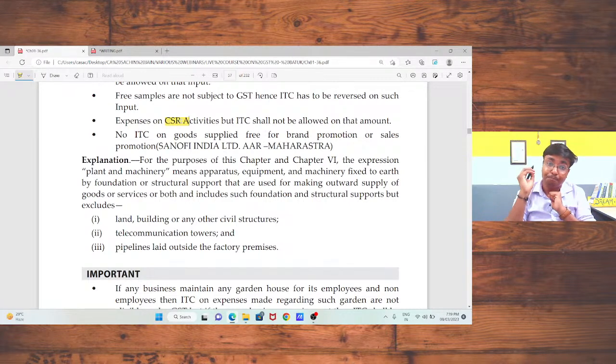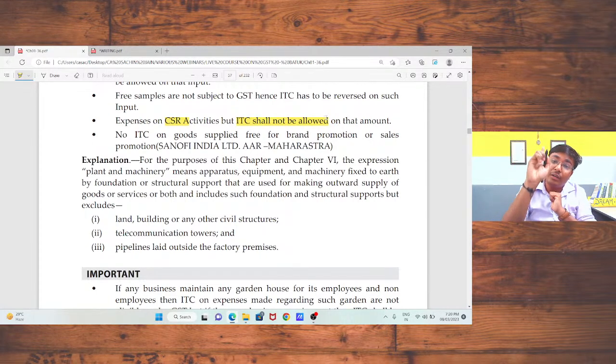Also, sir, CSR expenditure, that is corporate social responsibility expenditure. In case of companies, if the turnover exceeds a specified limit, the company has to spend a certain amount of its net profit on CSR activities. So this is obligatory under the Companies Act 2013. Hence, companies are going to make that expense. But the GST department says the input is not allowed on that expenditure.